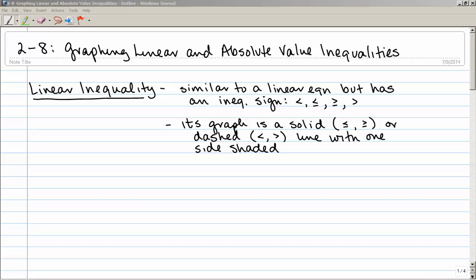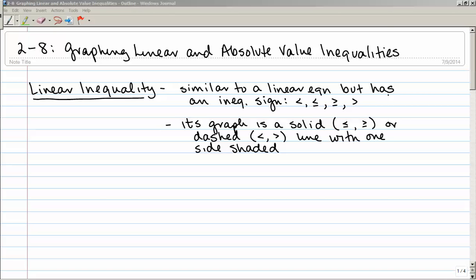Lesson 2-8 is on graphing linear and absolute value inequalities. And I think we did a little bit of this in Algebra 1, so this should be a little bit of a review. A linear inequality is similar to a linear equation, but instead of an equal sign, it has a less than or equal to, a greater than or equal to, or a greater than sign.